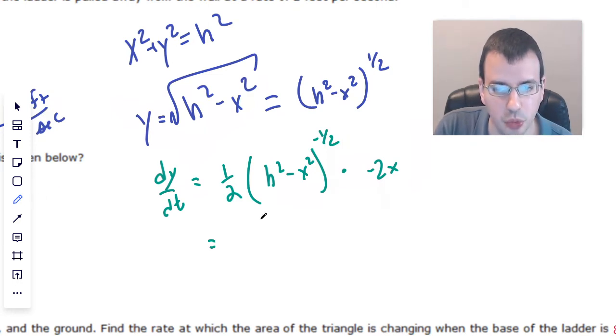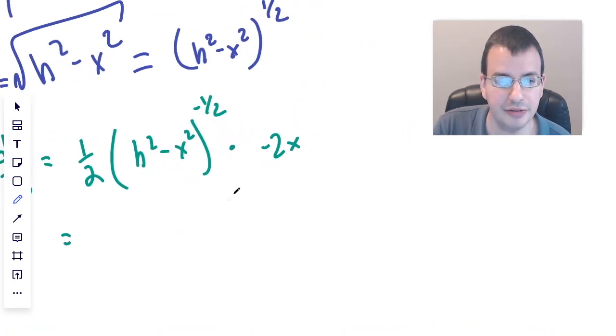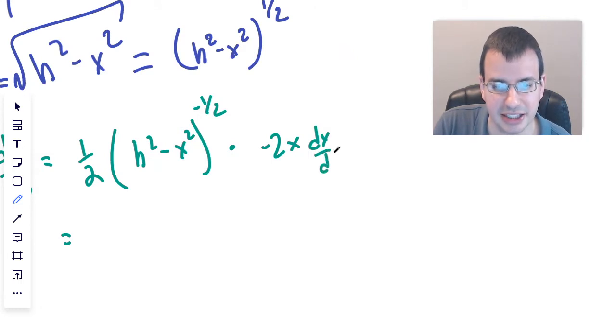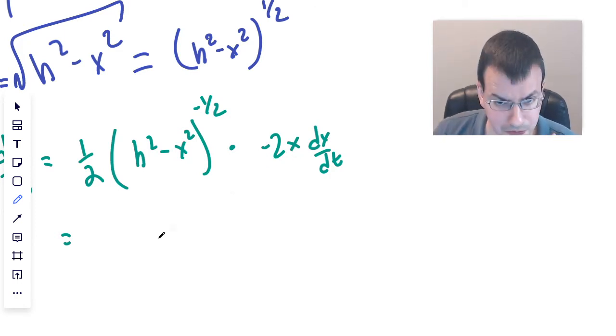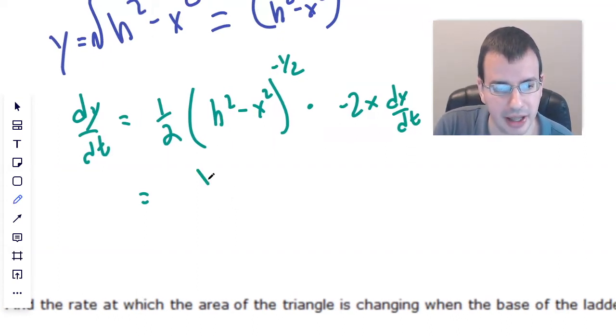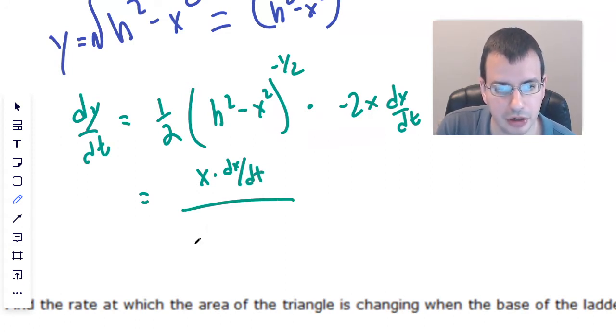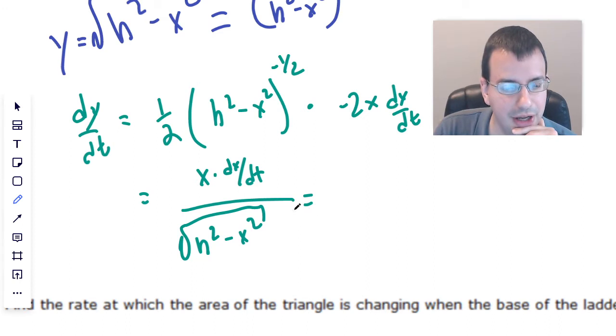Simplifying this a little bit, the 1/2 and the 2 cancel. And then the negative 1/2 exponent can go on the bottom. So we have, I forgot, negative 2x dx/dt. There we go, because you have to do the chain rule on the inside to get the 2x, and do the chain rule on the x to get the dx/dt. We are left with x times dx/dt all over the square root of h squared minus x squared. I know it looks cumbersome, but probably not all that bad.